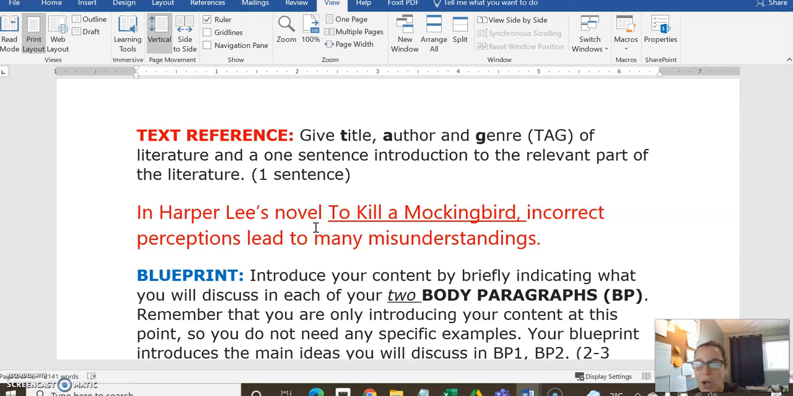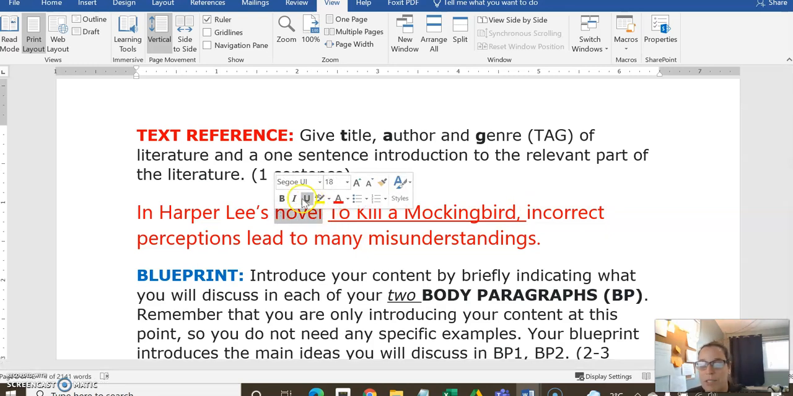So you're going to give the title, author, and genre of whatever piece it is that you're writing about, and a 1-sentence introduction that either gives a 1-sentence summary about the piece or what part of the piece you're going to be talking about. And so this has been done here in Harper Lee's novel, To Kill a Mockingbird. Incorrect perceptions lead to many misunderstandings. So this person is using the topic as well as saying, hey, this is kind of what the story is about. And we have the tag here, the title, the author, and the genre. In this case, the genre is novel. If it was a film, you would say film.